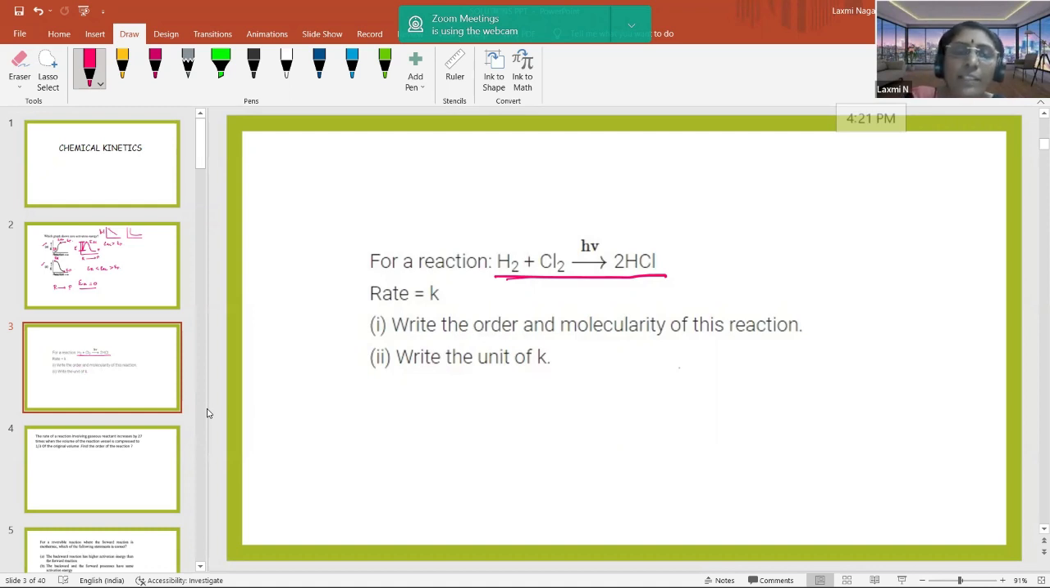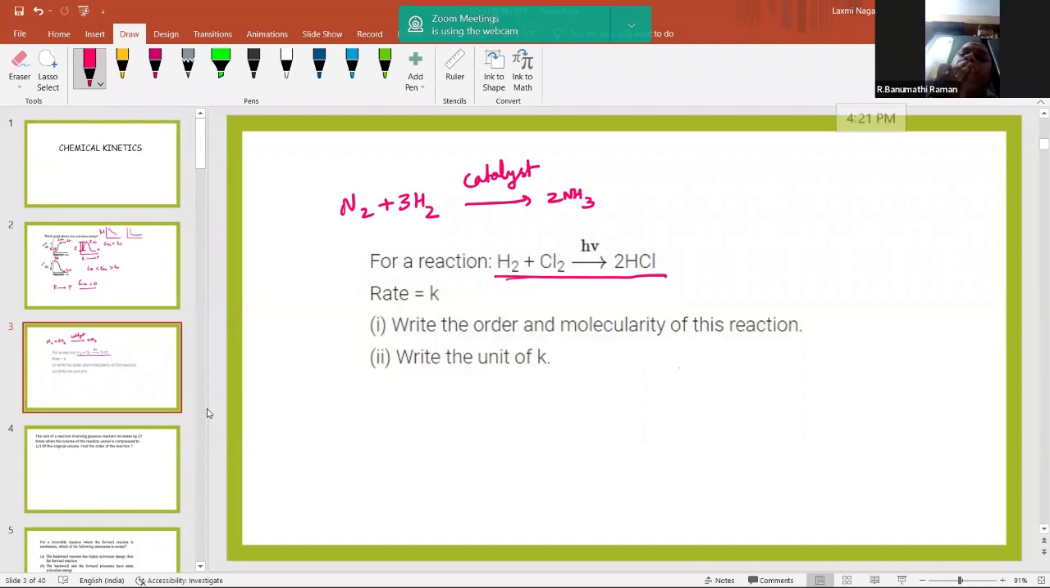Okay, if I give you another reaction like N2 plus 3H2 giving 2 NH3, and there is a catalyst, iron molybdenum catalyst. There is a promoter, K2O, aluminium oxide, etc. So what will be the answer for this particular case? Number of reacting species 4.